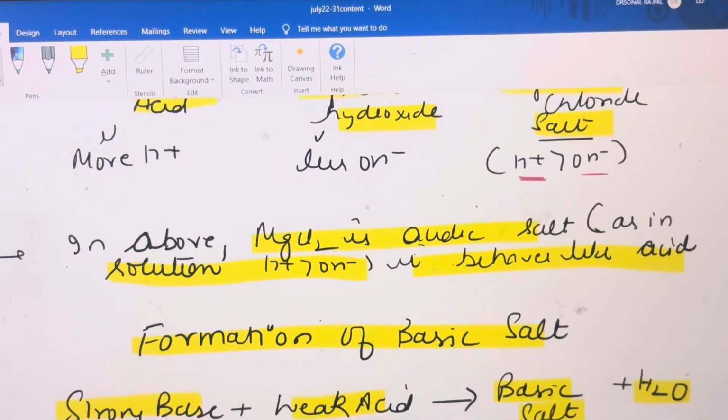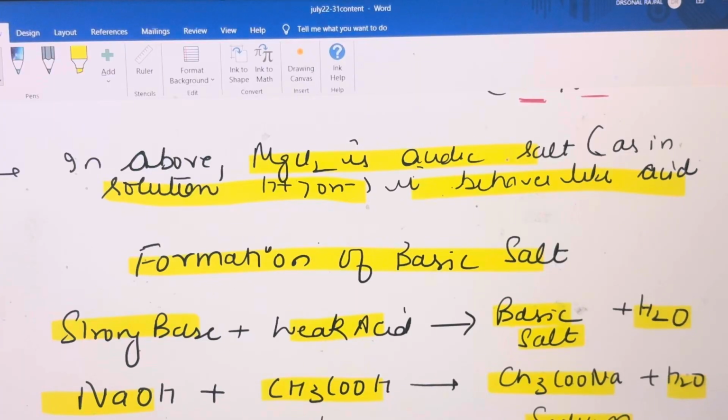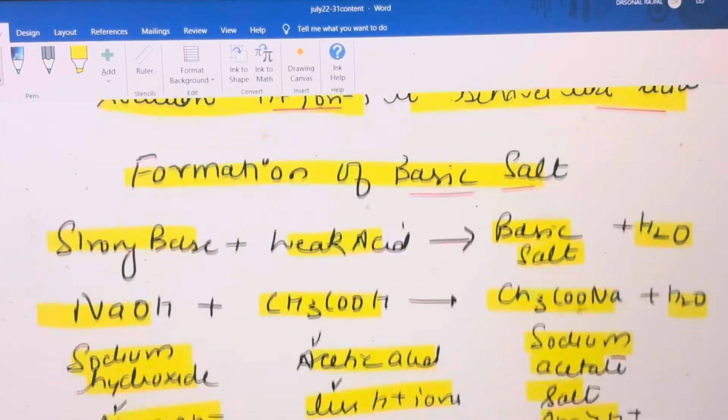It behaves like an acid. So in the above example, magnesium chloride is an acidic salt, because again, student, I am explaining, in solution H ions are more than OH ions, so it behaves like an acid. Now I am going to talk about the formation of basic salt. You know, student, a basic salt behaves like a base.